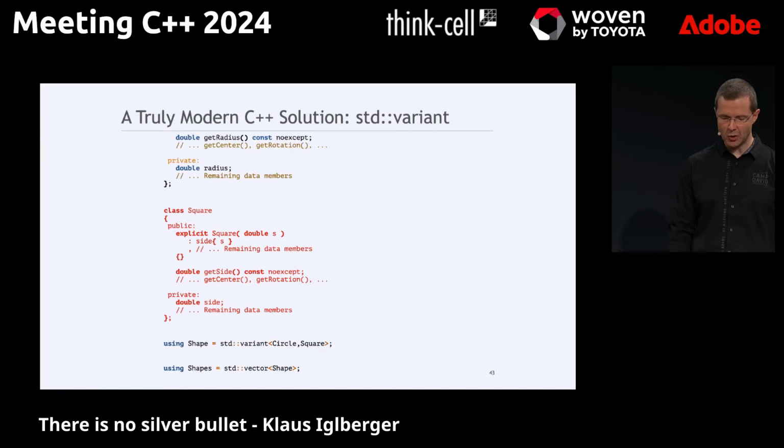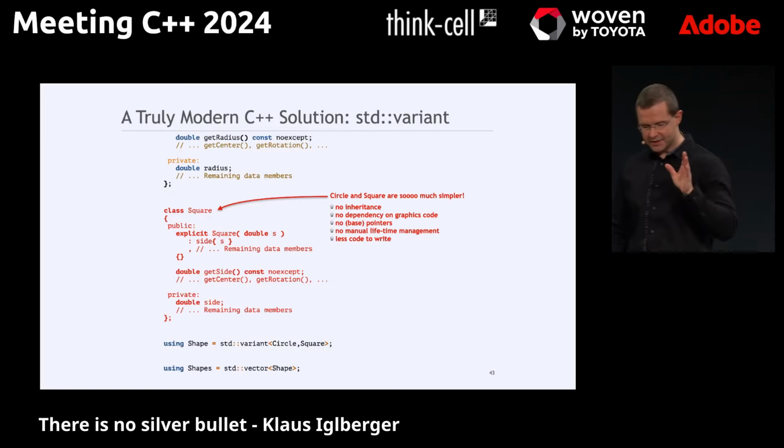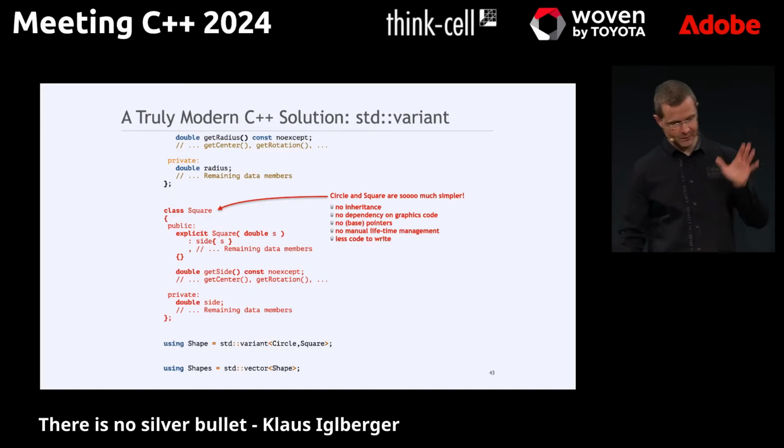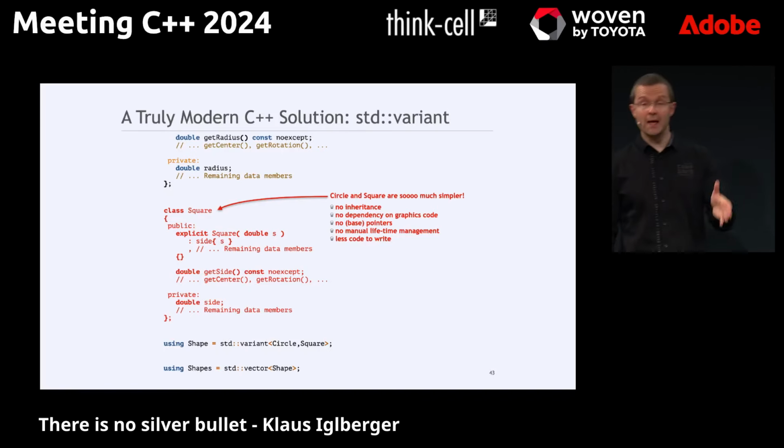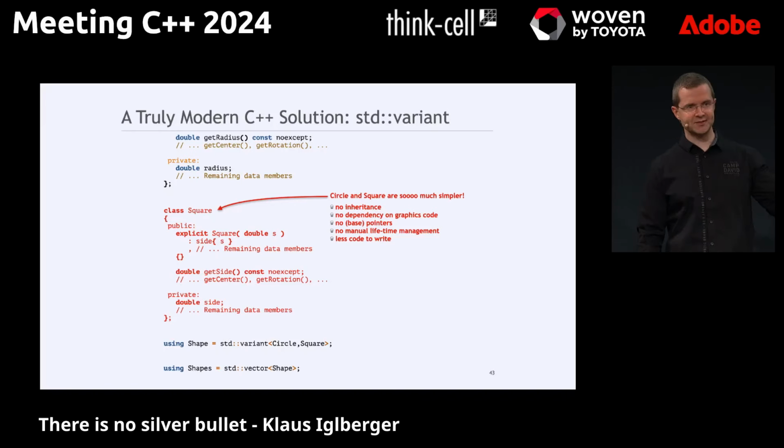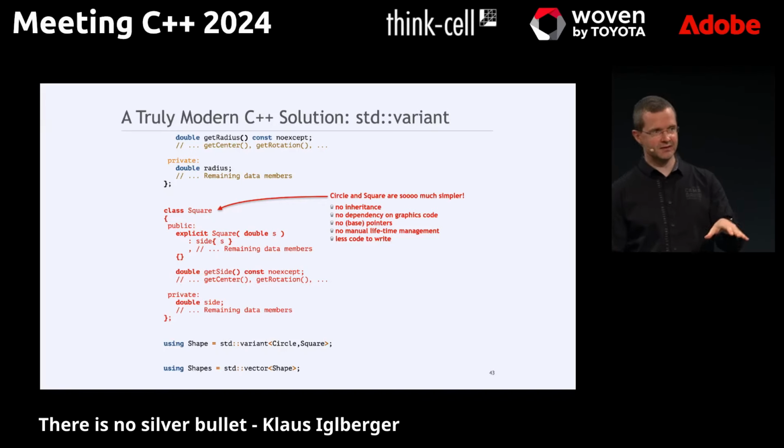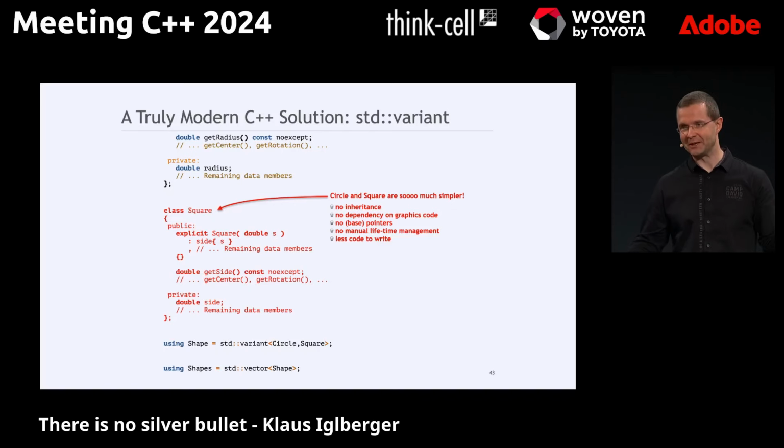Geometric primitives, no coupling to anything else. So, no inheritance, no dependency on graphics code, no pointers, which is nice. I don't need any base pointers to some shape-based class. As you will see, there's also no explicit lifetime management, making things easier. And that's just less code to write. No boilerplate code. Okay, which is a funny thing to say in C++. There's always boilerplate to some extent, but it's definitely better than before.